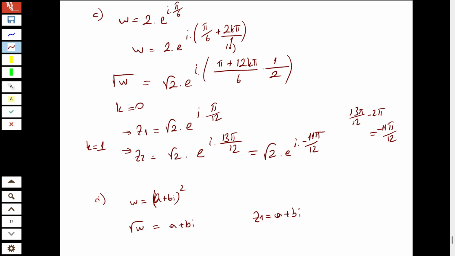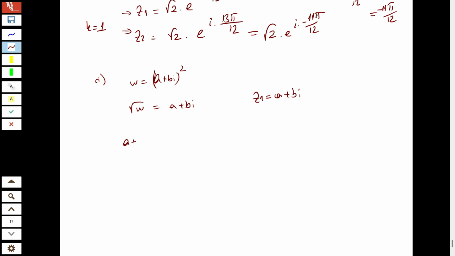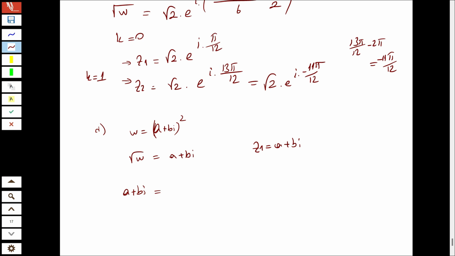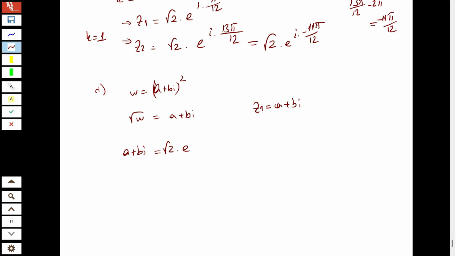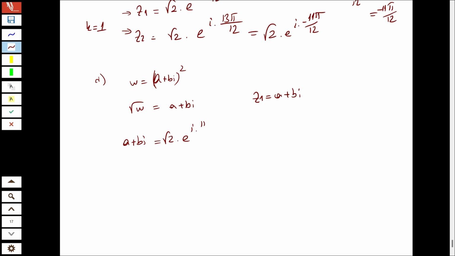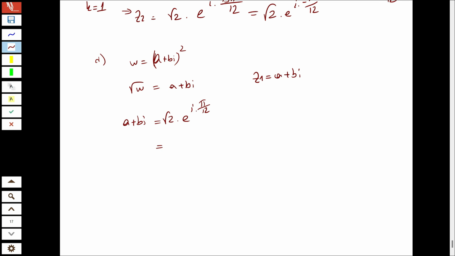And we can say that in this case, a plus bi will be, let's say, square root of 2 times e to the power of i times pi over 12. So how are we gonna write this? I know that e to the power of i theta equals cosine theta plus i times sine theta. And if there is r, we can just multiply it by r. I will write it cosine pi over 12 plus i times sine pi over 12.